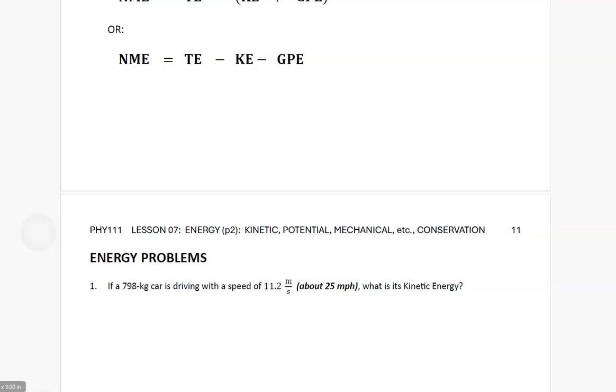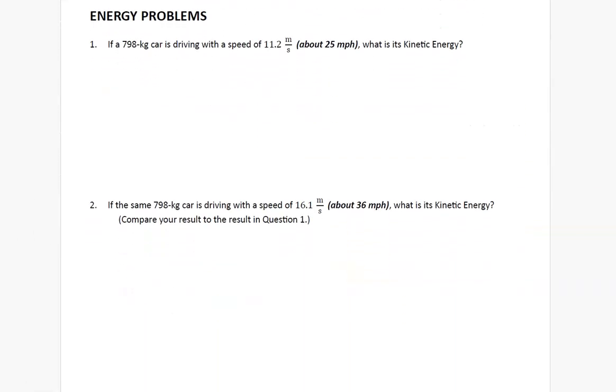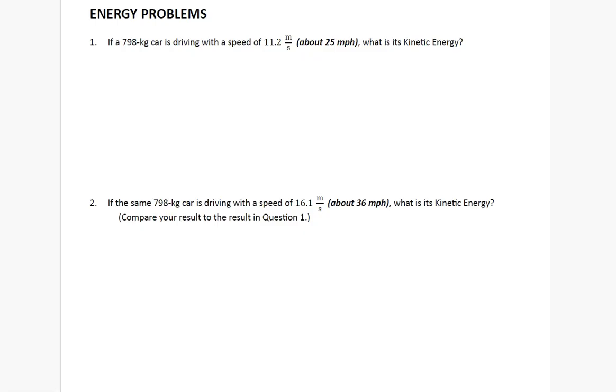So now you have the understanding about the different energy forms and the ability to calculate a few of them. Let's look at some energy calculation problems. Number one, if a 798 kilogram car is driving with a speed of 11.2 meters per second, that's about 25 miles per hour, what is its kinetic energy?